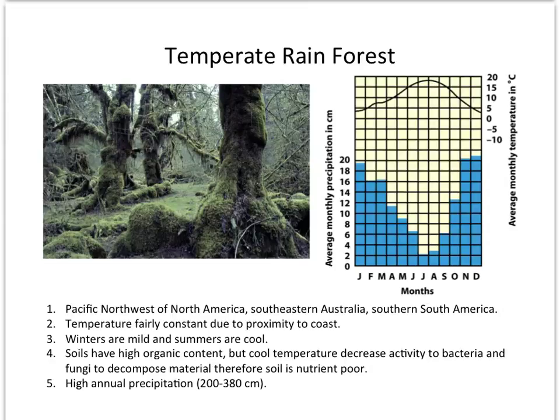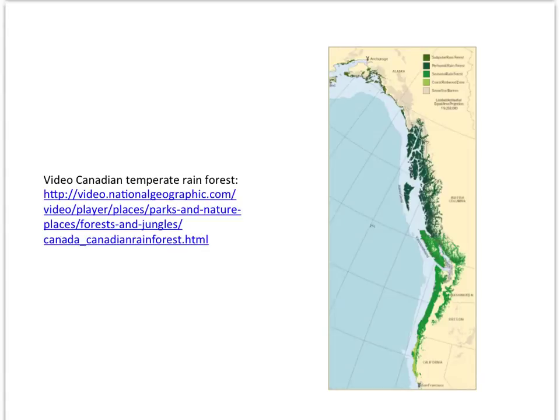So here we see the temperate rainforest biome that extends clear up here into British Columbia from Seattle, Washington, and even down into parts of California. This video describes what these temperate rainforests are like and how humans have impacted them over time.